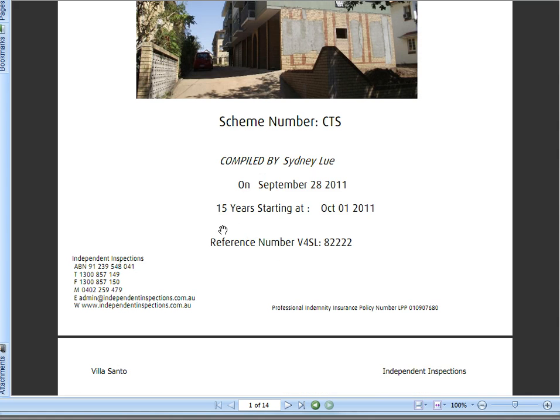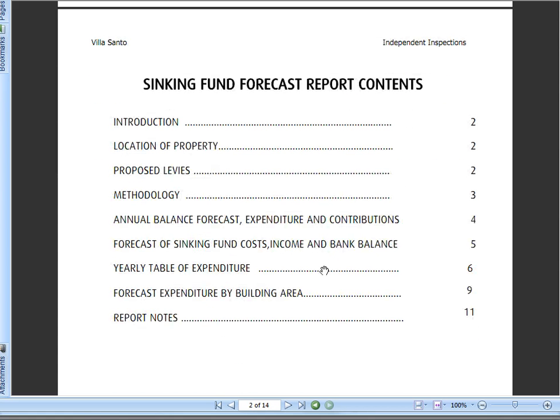Okay, so the forecast is going to go for 15 years. These are the parts of the sinking fund. So we're looking at where the property is, proposed levies, the methodology behind it, the annual balance of the sinking fund, and also the forecast of the cost and income of the bank balance over that 15-year period, and yearly expenditure of that table from there. So you've got a full plan over the 15 years so you know where you sit with everything in there. So we'll go on to the next page.